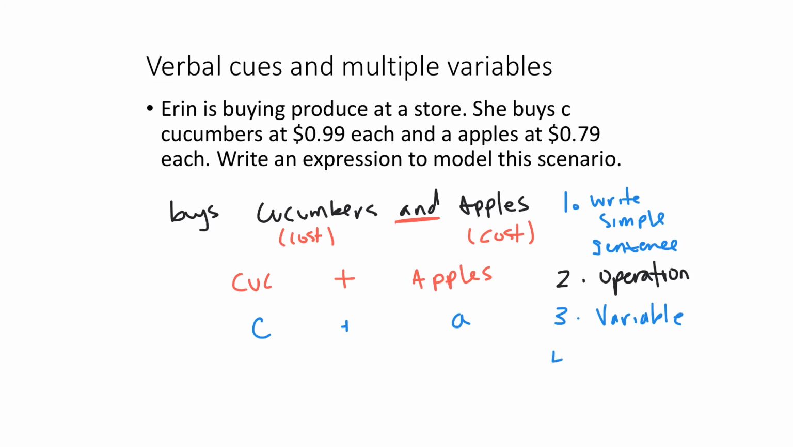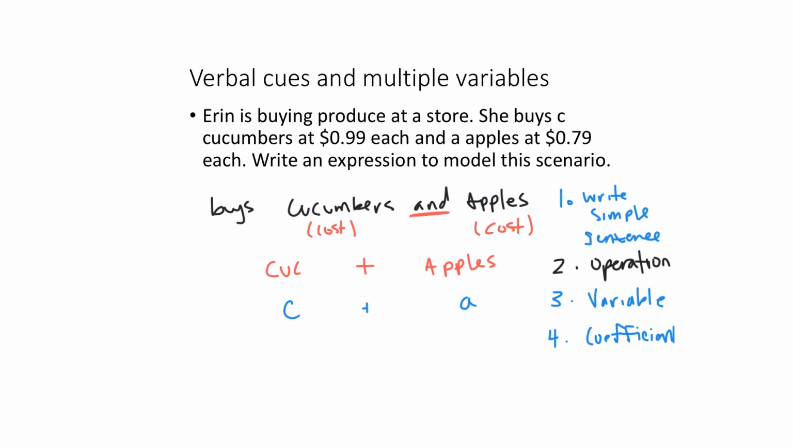Now, the fourth thing that we didn't necessarily go over in the last one because it wasn't a big deal is that we want to look for coefficients. Do these variables have a multiplier? Do these variables have some kind of constant that would go along with them? Well, in this case, they particularly do. So cucumbers are 99 cents each, and apples are 79 cents each.